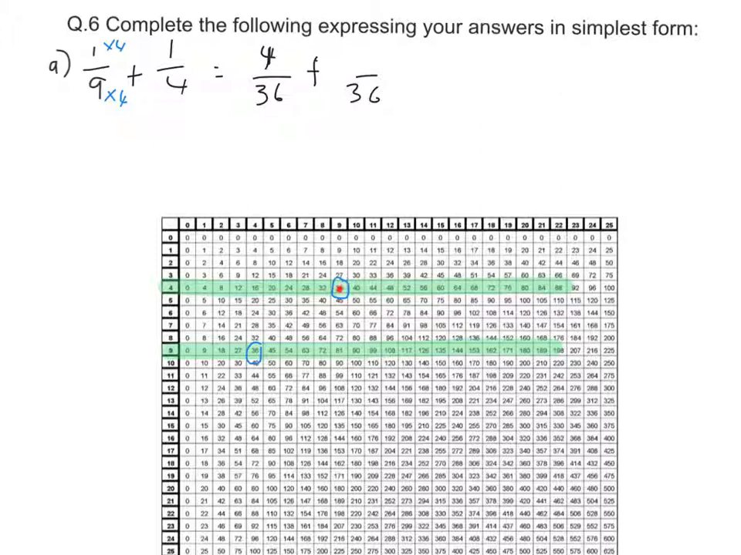I got 36 here by multiplying 4 by 9. So I write times 9 here. Whatever I do to the bottom, I do to the top. 1 times 9 is 9. 4 plus 9 is 13, because now I can add them across because they have the same denominator. I keep the denominator the same, and I get 13 over 36. We can't simplify that anymore because 13 is a prime number.